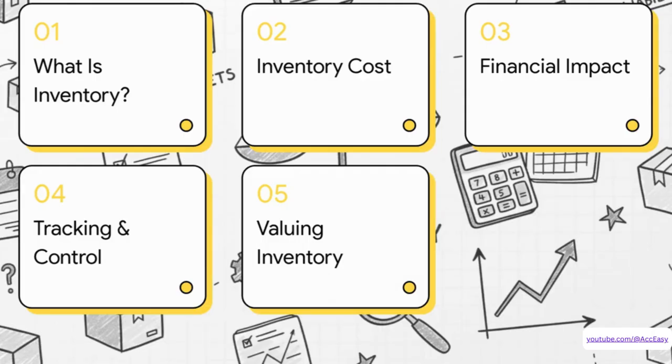Okay, so let's jump right in. First, we'll cover what inventory actually is. Then we'll figure out how you put a price tag on it. After that, we'll get into the really interesting part, its impact on the financial statements. From there, we'll look at how companies actually track all this stuff, and we'll wrap up with the different methods for valuing whatever's left over at the end of the day.